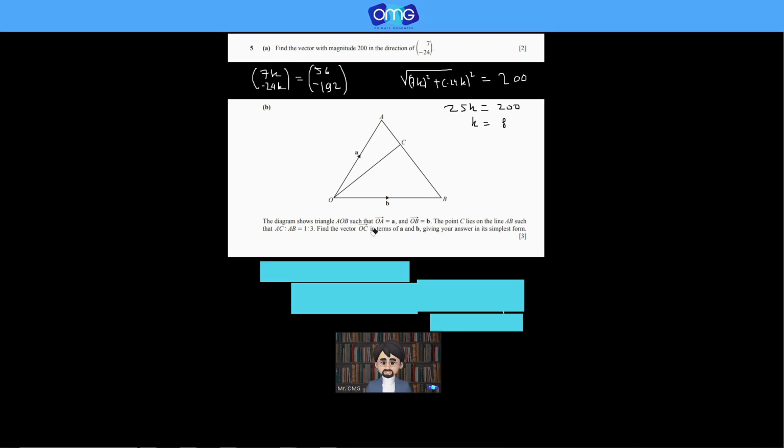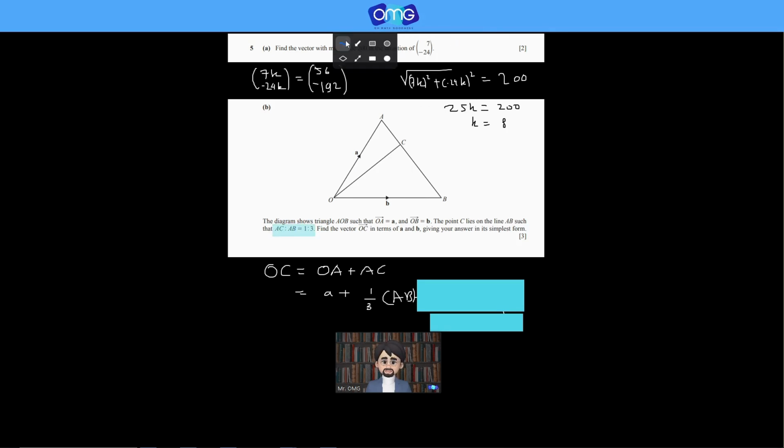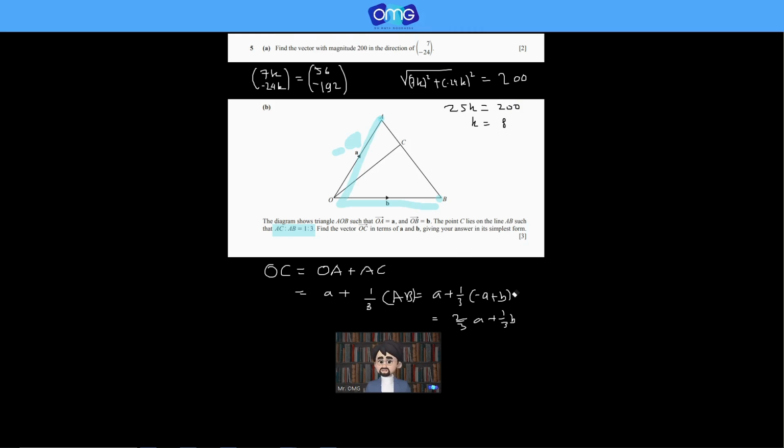How about B? Find the vector OC. OC is simply OA plus AC, where OA is a and AC is 1/3 of AB. You can see it from this information. And AB itself, in order to go from A to B, we need to go this way and that way, which is minus a plus b. So we simplify them, we get 2 over 3 a plus 1 over 3 b. That's the answer.